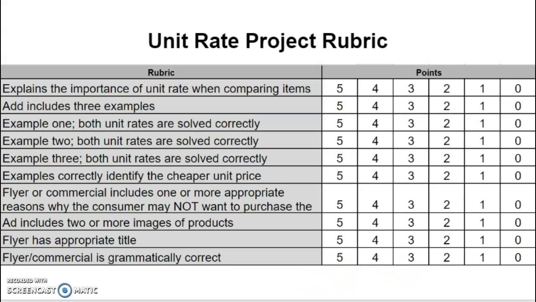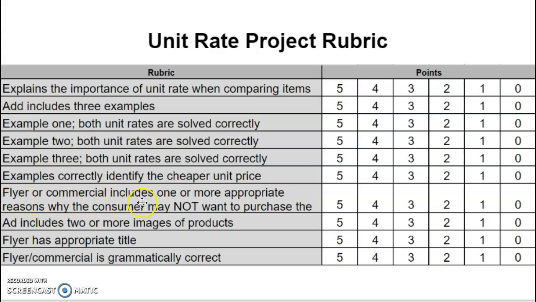All right, let's now look at how we're going to grade you. Your project explains the importance of unit rate when comparing the items. Your ad or commercial includes 3 examples: examples 1, 2, and 3. Both unit rates are solved correctly. Then, your examples correctly identify the cheaper unit price.